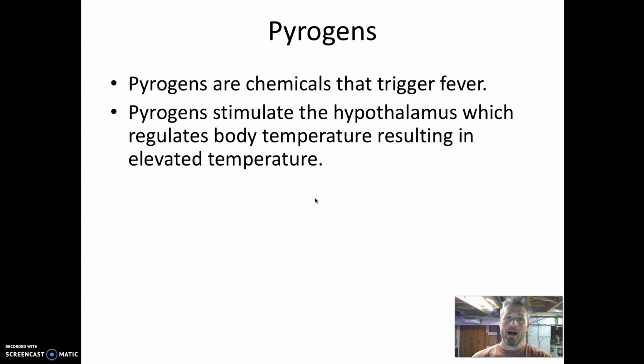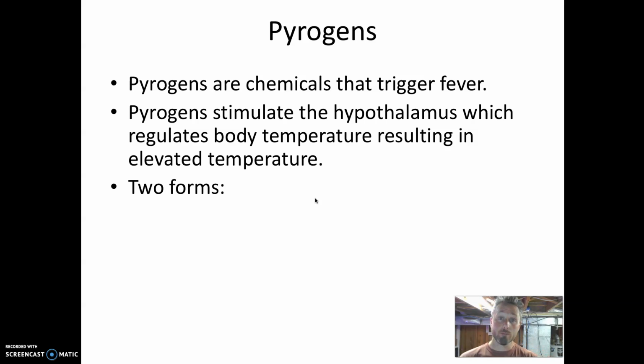How do they do that? Well, pyrogens stimulate the hypothalamus. The hypothalamus is responsible for regulating body temperature, so that stimulation of the hypothalamus results in an elevated body temperature. So again, a pyrogen is any chemical that can stimulate the hypothalamus, leading to an increased body temperature.